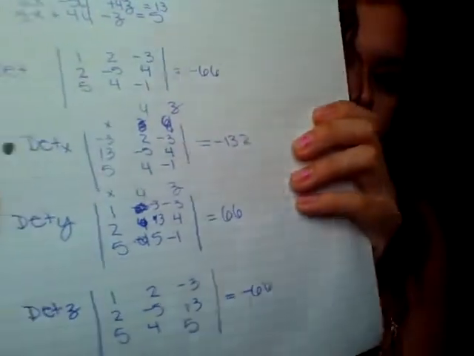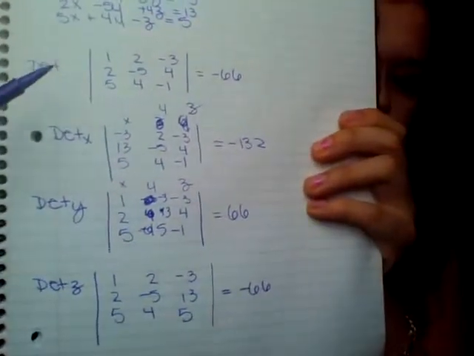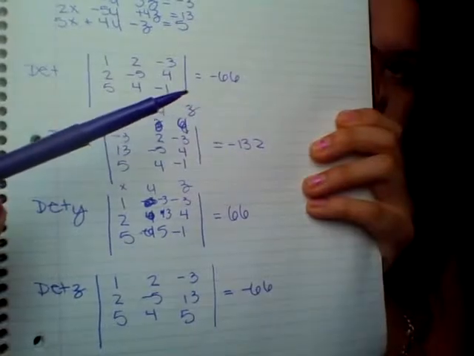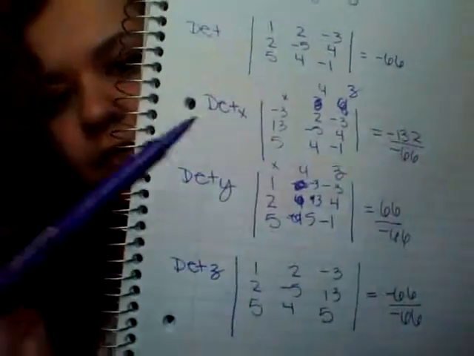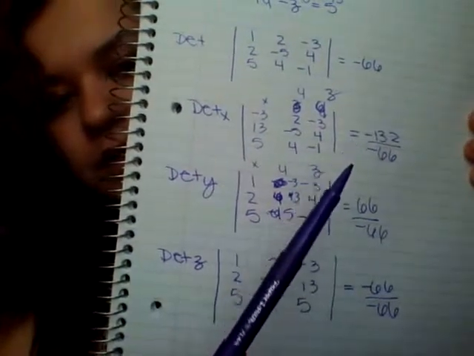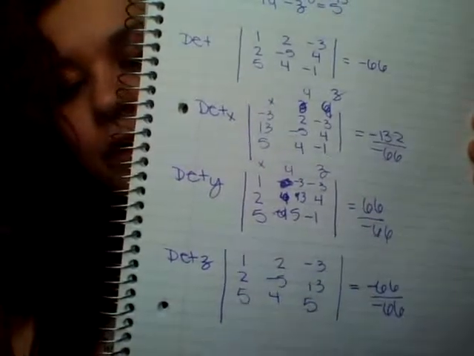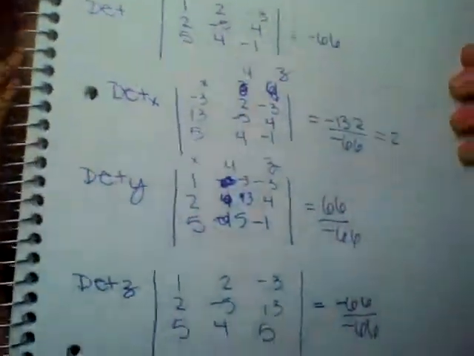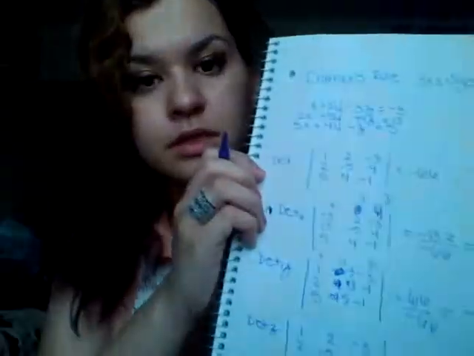Now, for all of these numbers that we have found, we're going to divide all of them by the determinant for the whole equation, which is -66. So now like this. Obviously, for the determinant of x, 132 divided by negative 66 is positive 2. So positive 2. 66 divided by negative 66 is negative 1. And negative 66 divided by negative 66 is positive 1.